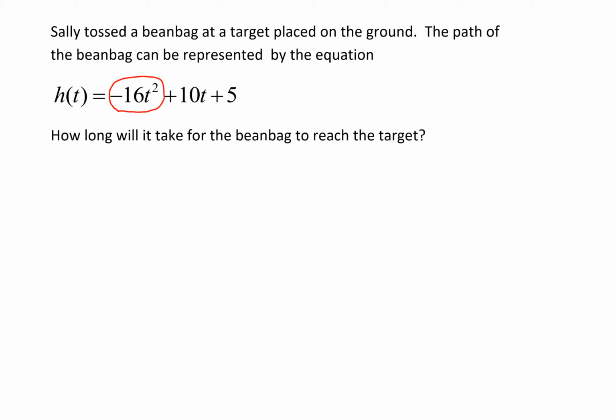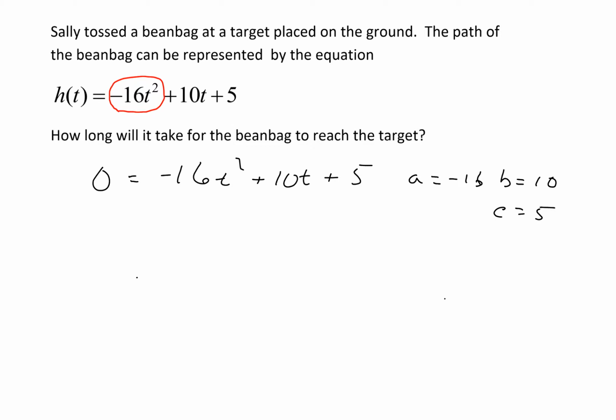So it reaches the target when the height is 0, because the ground is a height of 0. So that means I can replace the height h with 0, and that's going to equal negative 16t squared plus 10t plus 5. So this is a quadratic equation, and I know a bunch of different ways to solve these. The way I'm going to go with is the quadratic formula, because I don't think I can factor negative 16t squared plus 10t plus 5. So for the quadratic formula, a is going to equal negative 16, b equals 10, and c equals 5.